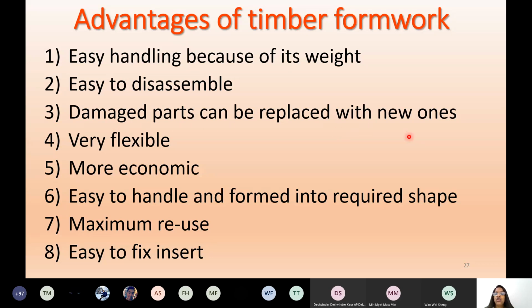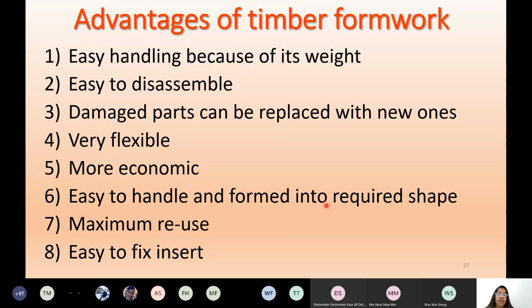Damaged parts can be replaced with new ones. You just patch up with wood pieces. You can easily nail it. You can use brackets, you can use ties very conveniently, easily driven, unlike steel. Very flexible, right? You can add or remove materials very easily. More economic, easily available material, so the price is cheaper. Easy to handle and form into required shapes.